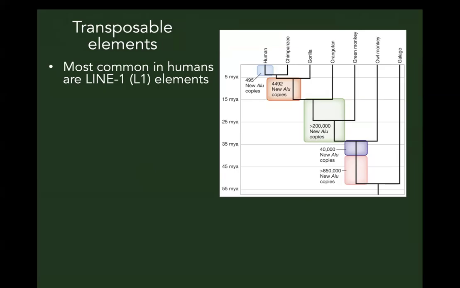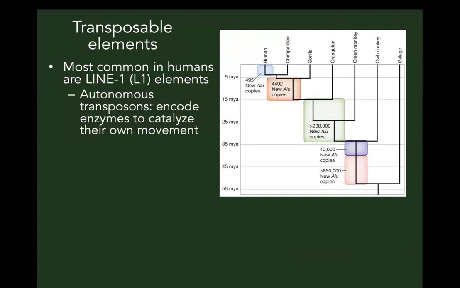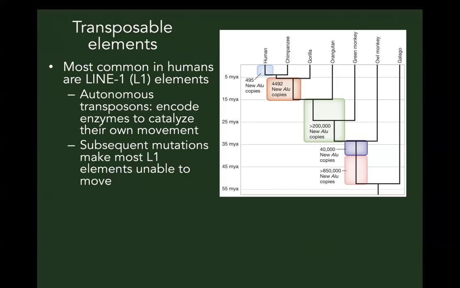The most common transposable element that you see in humans are called LINE-1 or L1 elements. And these are referred to as autonomous transposons. The autonomous part means that they actually make the enzymes necessary to catalyze their own movement elsewhere. And so we see a number of cases in which a LINE-1 element transposed itself somewhere else in the genome, but then once it got there, it had some kind of a mutation that made it unable to move. So we can see lots of copies of these L1 elements in our DNA.